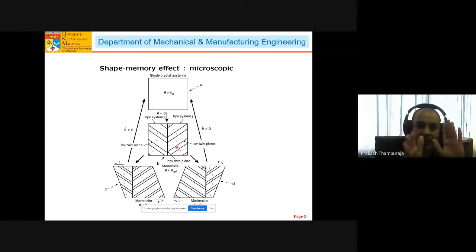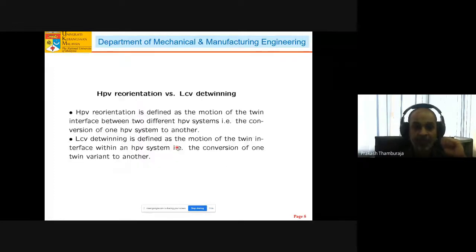The phases are mirror related. That is the manifestation, or description, of twinning. They are related through a transformation from one space to another. That is the distinguishing characteristic between HPV reorientation and LCV detwinning. So this problem is seemingly complicated, but we are able to make it more tractable by keeping track of the HPV reorientation and decoupling it from the LCV detwinning. That is the name of the game that we need to keep track of.